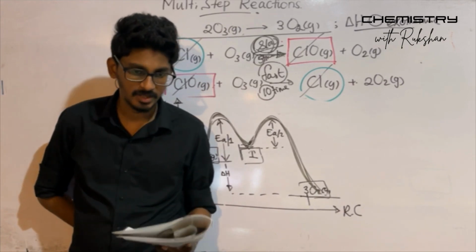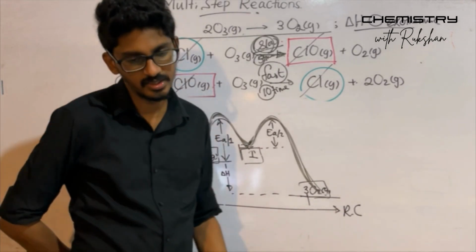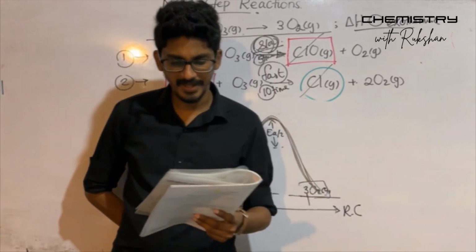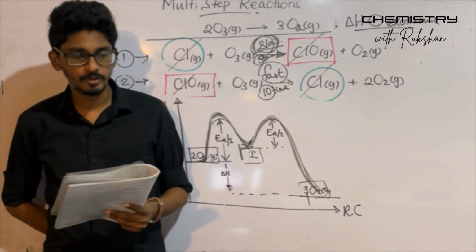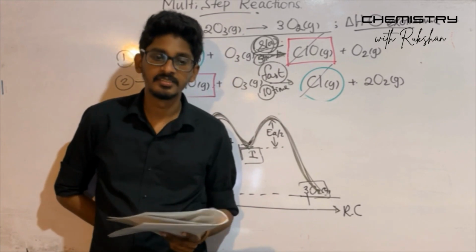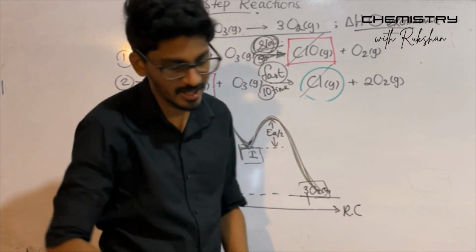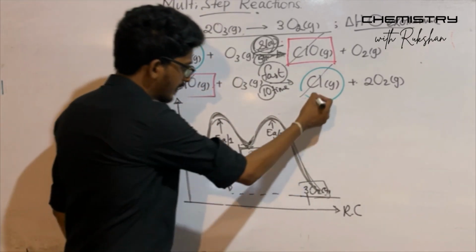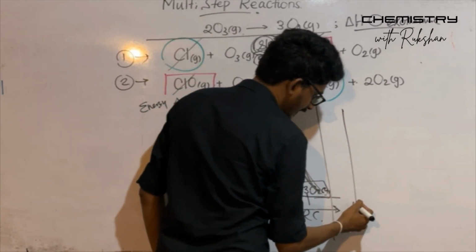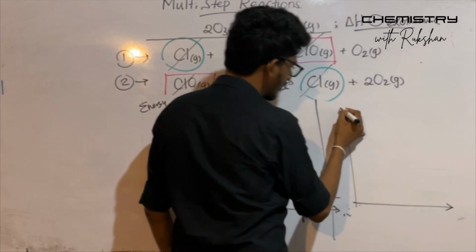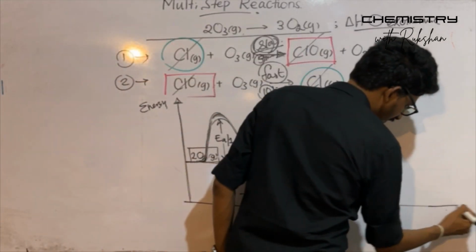But in the right hand side diagram, it is drawn considering the second step as the slow step. At the right hand side also you have a diagram. They have considered the second step as the slow step.